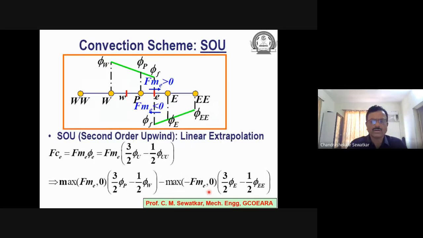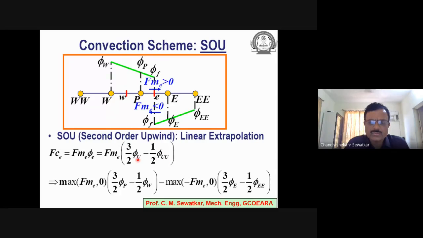When it comes to second order upwind scheme, the equation is FCE is equal to FME into phi e. That is FME. This phi e is to be determined using the expression which we have derived: 3 by 2 phi u minus 1 by 2 phi uu.